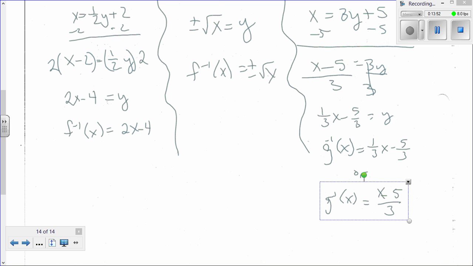Alright, that's really it for inverse functions. What you have to remember to do is switch x and y and solve for y when you have an equation. When it's just in the picture form or something graphical, just again, switch your x and your y values.